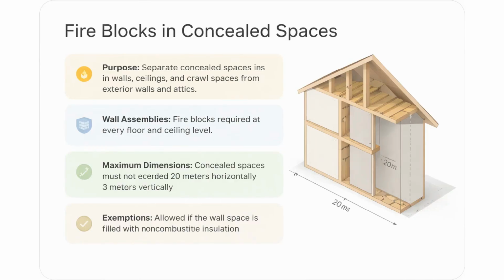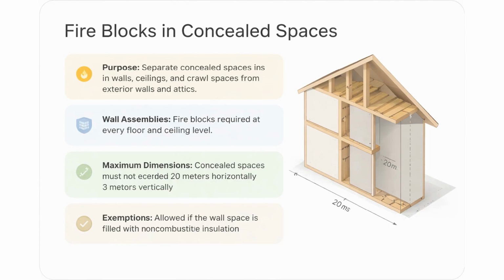Next, we need to discuss fire blocks in concealed spaces. Concealed spaces, like the hollow cavities inside stud walls or drop ceilings, are incredibly dangerous during a fire because they act like hidden chimneys, allowing flames and smoke to spread undetected. The code requires fire blocks at every floor and ceiling level to cut off these pathways. Additionally, these spaces are restricted in size, capped at 20 meters horizontally and 3 meters vertically, unless the cavity is completely filled with non-combustible insulation, which naturally prevents that chimney effect.